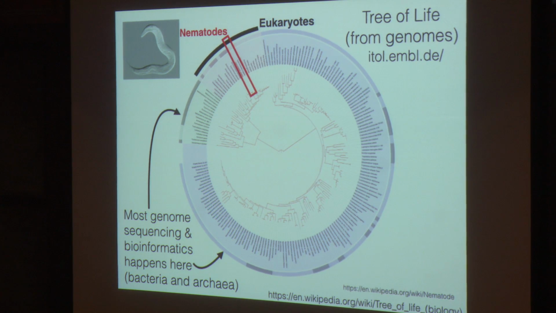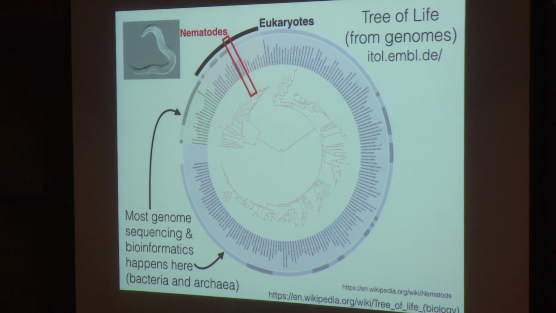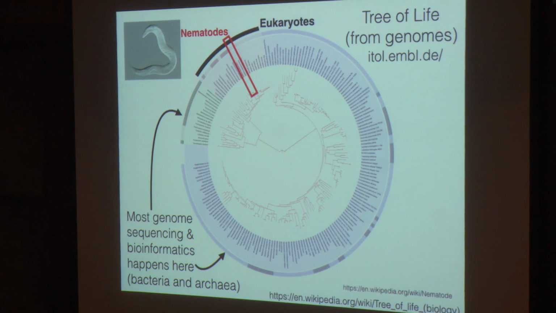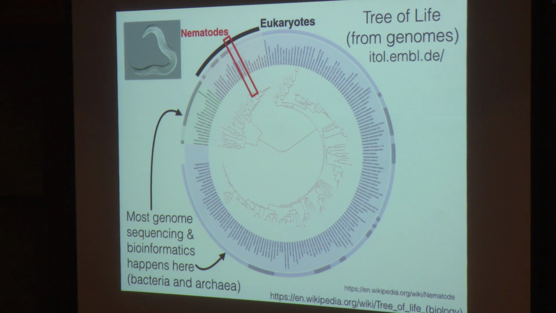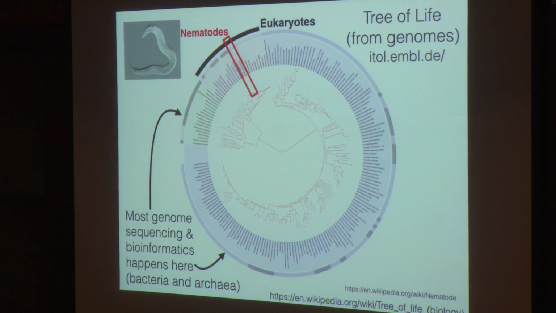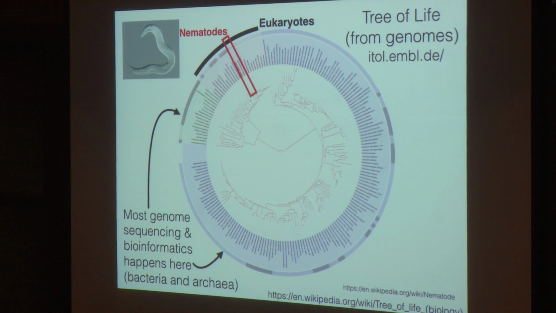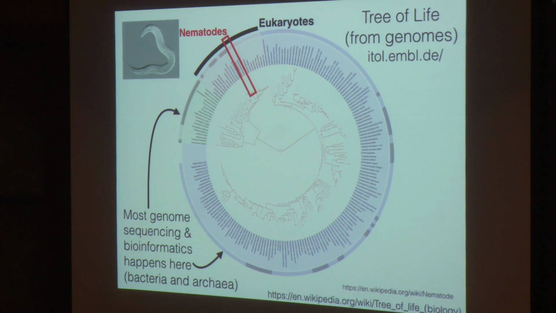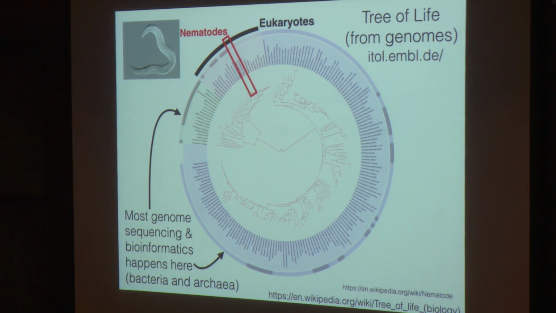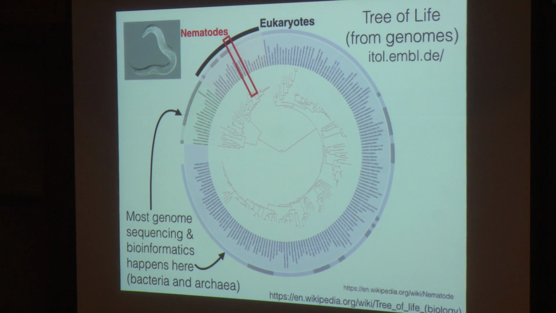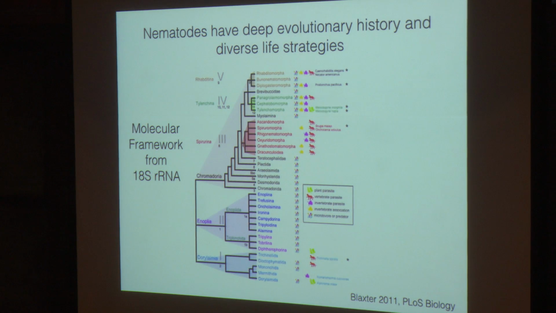However, most genome sequencing happens in the part where I'm not going to be focusing my talk. So the databases currently are very biased towards bacteria and archaea, and the bioinformatics methods are also very biased. So a lot of times the methods that get developed aren't necessarily useful or relevant for the study of eukaryotic taxa. Okay. And to zoom in on the nematode tree of life a little bit, nematodes are a really interesting group.